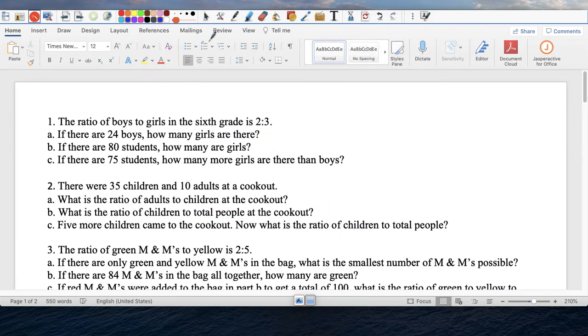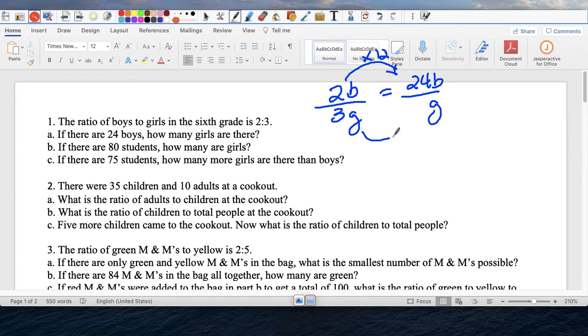All right, so, a walk down memory lane. The ratio of boys to girls in the 6th grade is 2 to 3, so I like to label. You should too. If there are 24 boys, how many girls are there? This one is easy. Side to side is times 12, so times 12, 36.